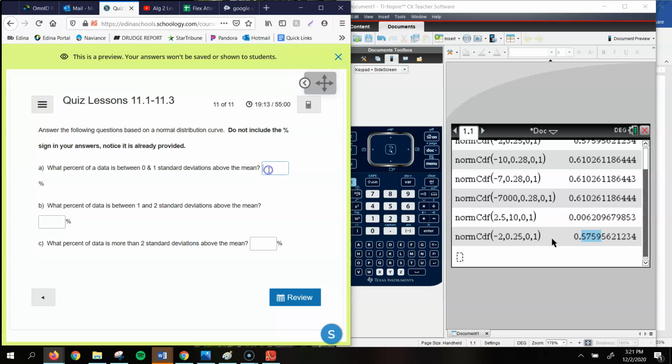It's just a matter of looking at your notes. And so you'd get 34% there. What percent of data is between 1 and 2 standard deviations above the mean? That would be 13.5. And what percent of data is more than 2 standard deviations above the mean? That would be 2.5%. So that's how you do that last question.